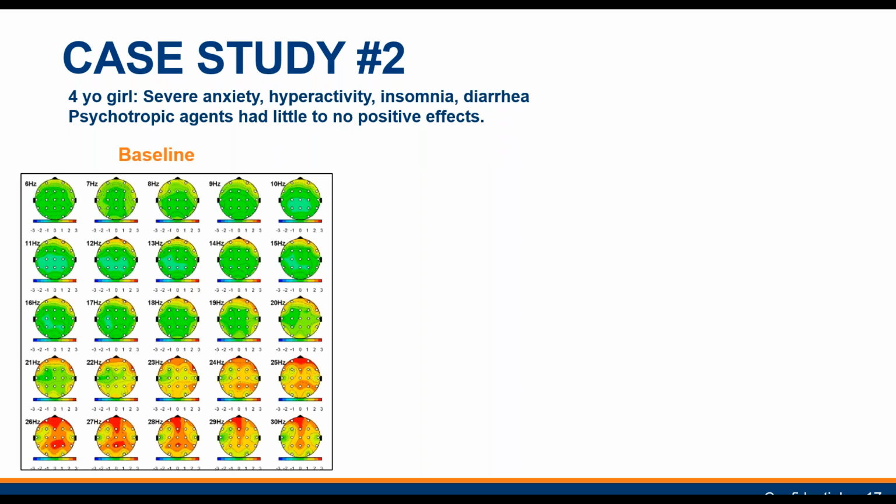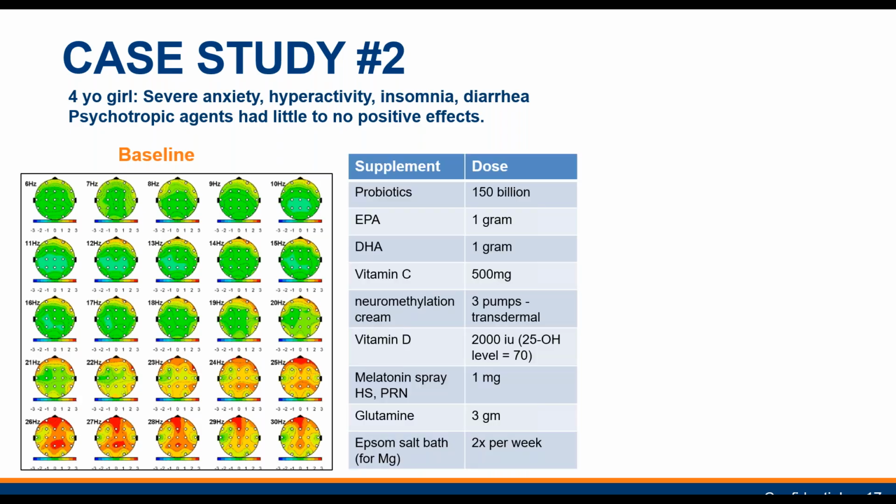Another case study is with a patient on the opposite end of the age spectrum. So now this is a 4-year-old girl who was presenting with severe anxiety, hyperactivity, insomnia, and psychotropic agents were having little to no positive effects at all. So a baseline assessment was performed, and you can see the same pattern of neural inflammation, really present here in beta 2, our fastest frequency band.